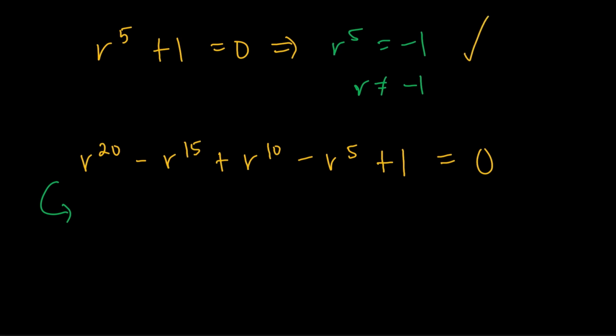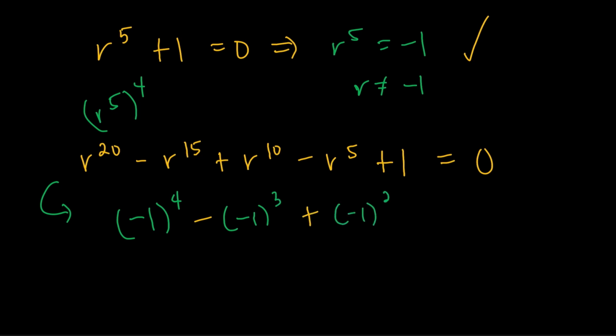So r to the 20 minus r to the 15 plus r to the 10th power minus r to the fifth plus 1 is simply equal to: r to the 20 is negative 1 raised to the fourth power, because r raised to 5 raised to 4 becomes r raised to 20. And we could do similar reasoning for r raised to 15. It's going to be negative 1 cubed, plus r raised to 10 is negative 1 squared, minus r raised to the fifth is negative 1, and then plus 1.